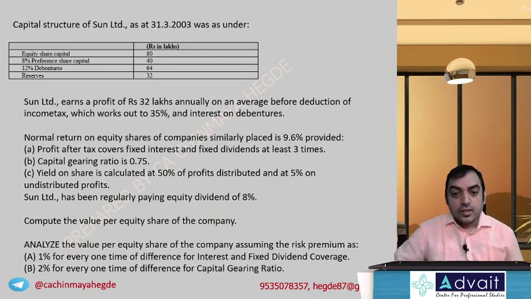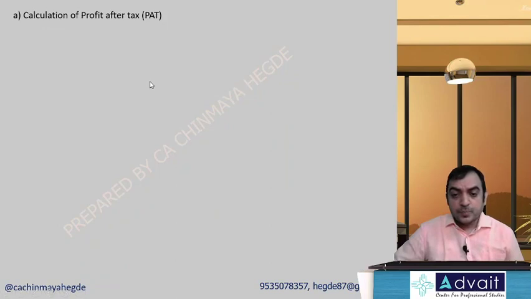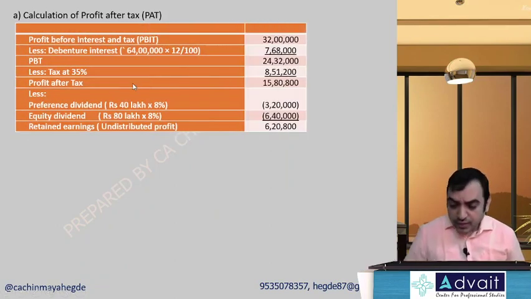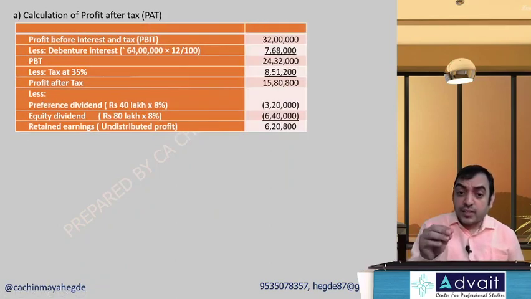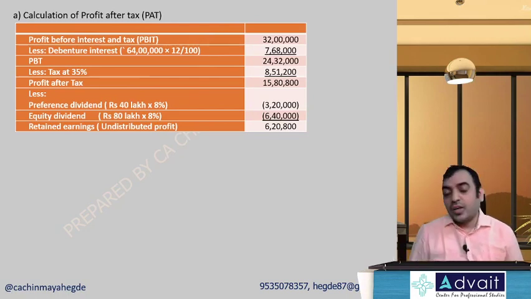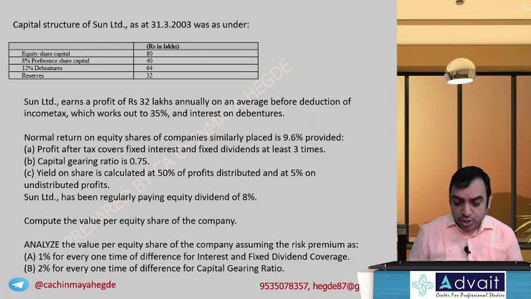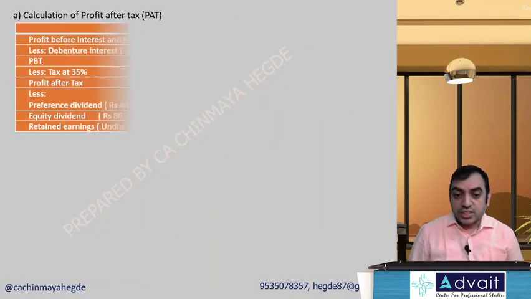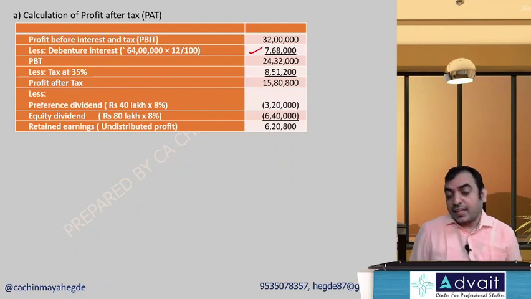Okay, first we'll calculate the profit after tax. They have given earnings before interest as well as before tax, 32 lakh. We subtract interest, and we have debentures information available. Debentures 64 lakhs and interest on that is 12%. So 64 into 12%, 7 lakh 68,000. Subtract, you get profit before tax. Then subtract tax, they say 35%, you get profit after tax.